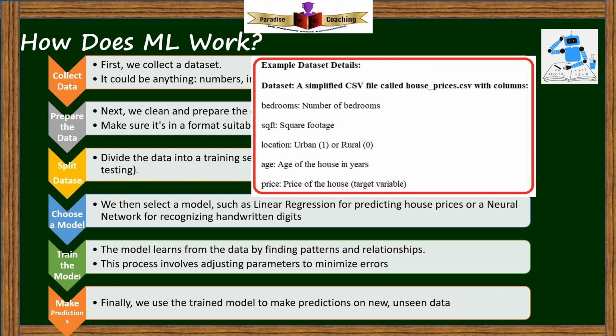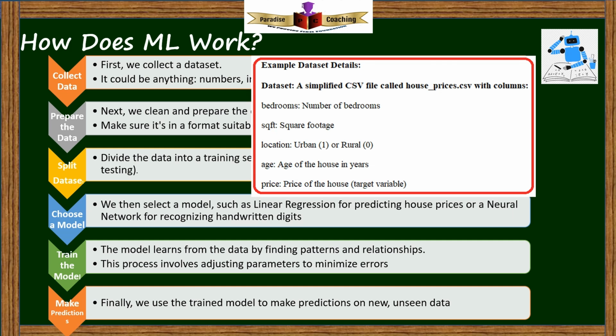Explanation of the columns. Bedrooms: number of bedrooms in the house. SQFT: total square footage of the house. Location: coded as 1 for urban and 0 for rural. Age: age of the house in years. Price: the price of the house, which is the target variable. 2. Prepare the data.